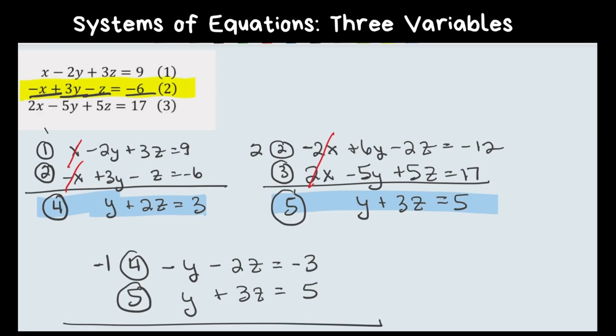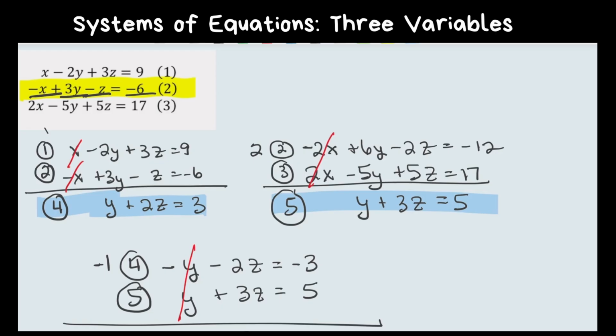And you're going to add. And we like it because those are gone. And we get 1z is equal to 2. Yay! Okay, so we have our z value, but we're not done because we need to go back and find our x's and our y's.